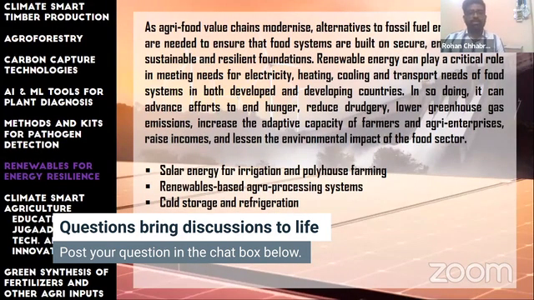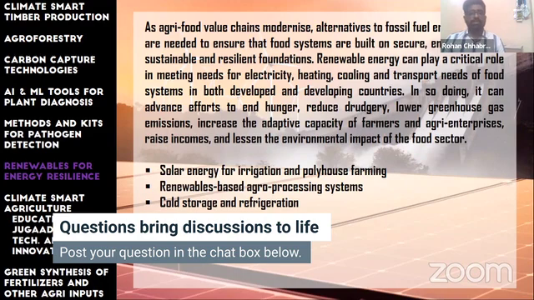Then renewables for energy resilience. So as agri-food supply chains get modernized, alternatives to fossil fuel energy sources are needed to ensure that food systems are built on secure, environmentally sustainable, and resilient foundations. And renewable energy plays an important role in providing electricity, heating, cooling, and transport needs in the food system for both developed as well as developing countries. In so doing, it can advance efforts to end hunger, reduce drudgery, lower greenhouse gas emissions, increase the adaptive capacity of farmers and agri enterprises, raise incomes, and lessen the environmental impact of the food sector.